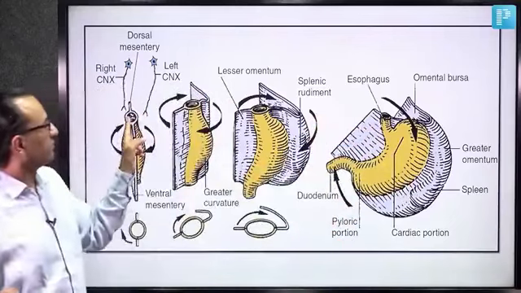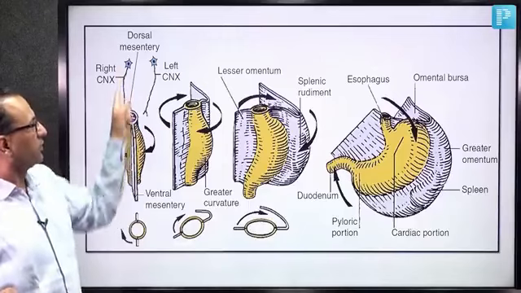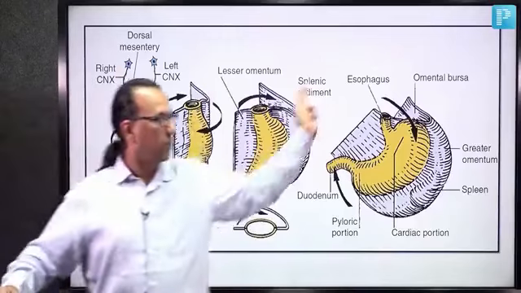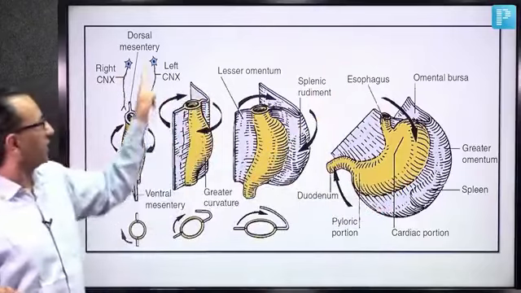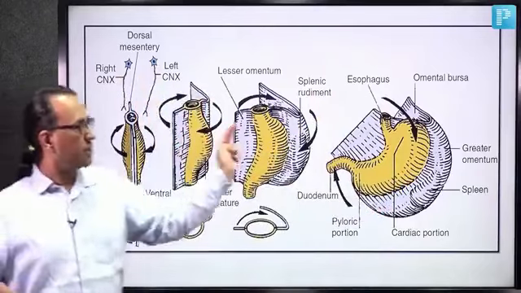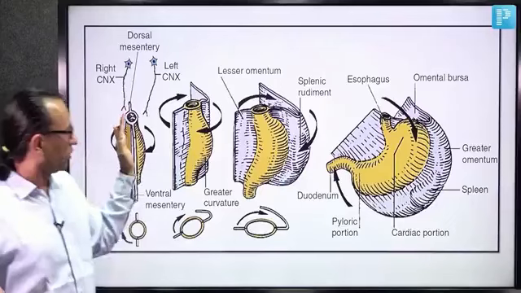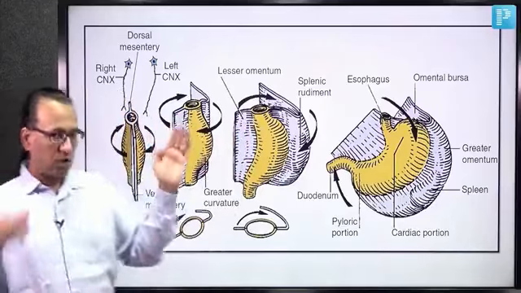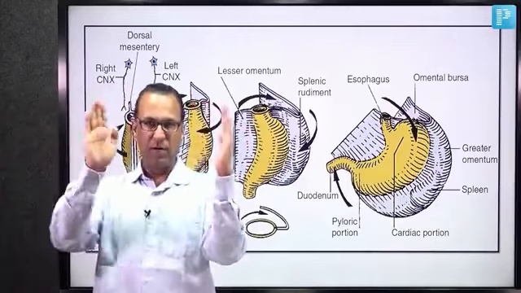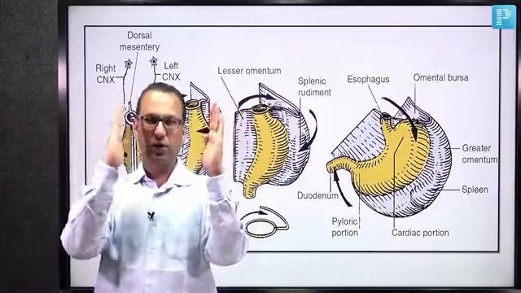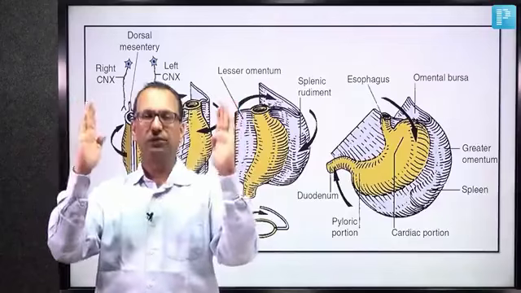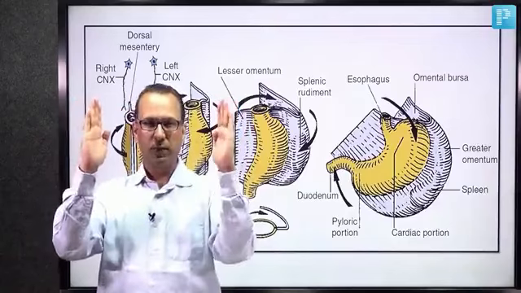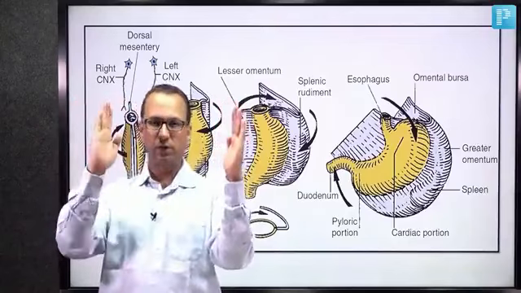You can also notice that the right vagus is going to become the posterior vagal trunk and the left vagus is going to become the anterior vagal trunk. As the stomach rotates to the right side by 90 degrees, the nerve which is on the left will come anterior and the nerve which is on the right will come posterior. So the left vagus becomes the anterior vagal trunk and the right vagus becomes the posterior vagal trunk.